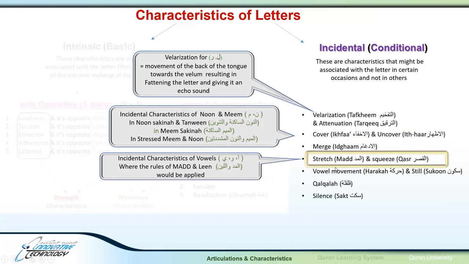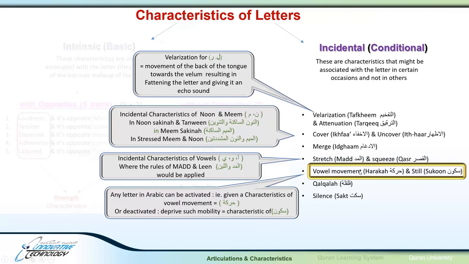Now, stretch, which means mad, and squeeze, which means qasr, are opposing characteristics related to vowels. Basically, they are incidental characteristics of the vowels a, u, e, where the rules of mad and leen would be applied. Then we have the vowel movements, the haraka, and opposite to it is the stillness, the sukoon. Any Arabic letter can be activated, which means given a characteristic of vowel movement, haraka, or deactivated, which means being deprived of such mobility, and that's what we call sukoon.